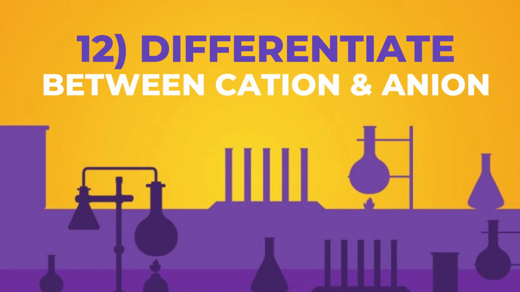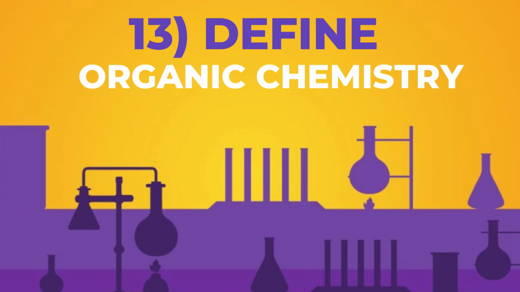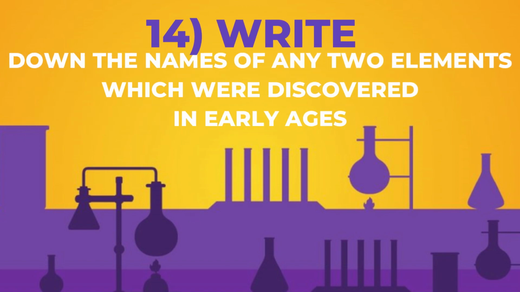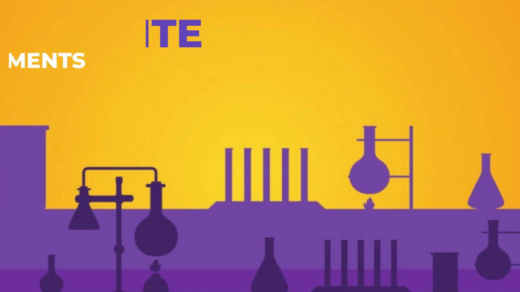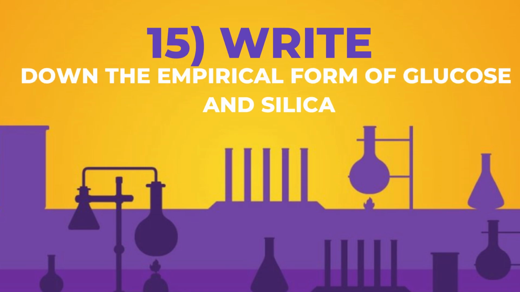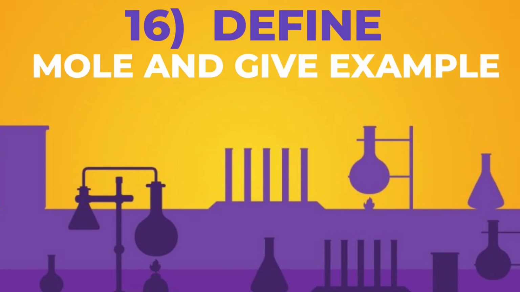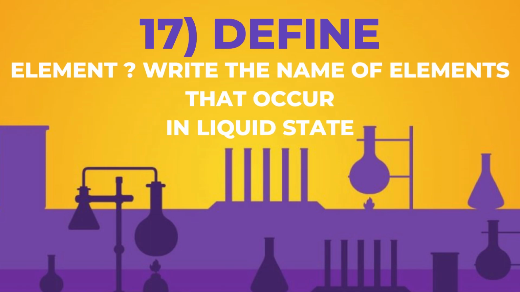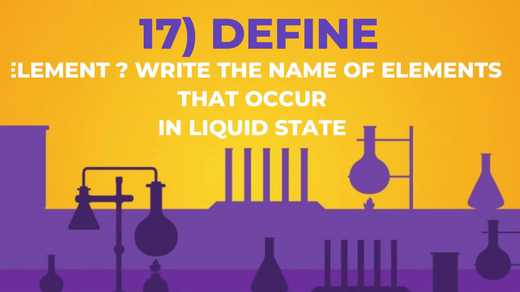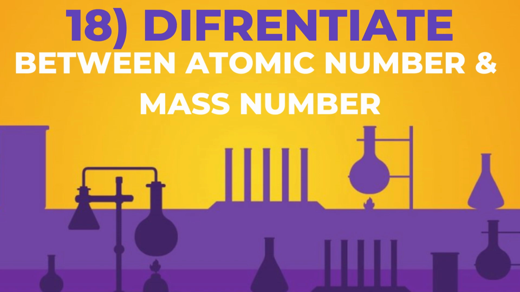Differentiate between cation and anion. Define organic chemistry. Write down the names of any two elements which were discovered in early ages. Write down the empirical formula of glucose and silica. Define mole and give examples. Define element. Write the name of elements that occur in liquid state. Differentiate between atomic number and mass number.